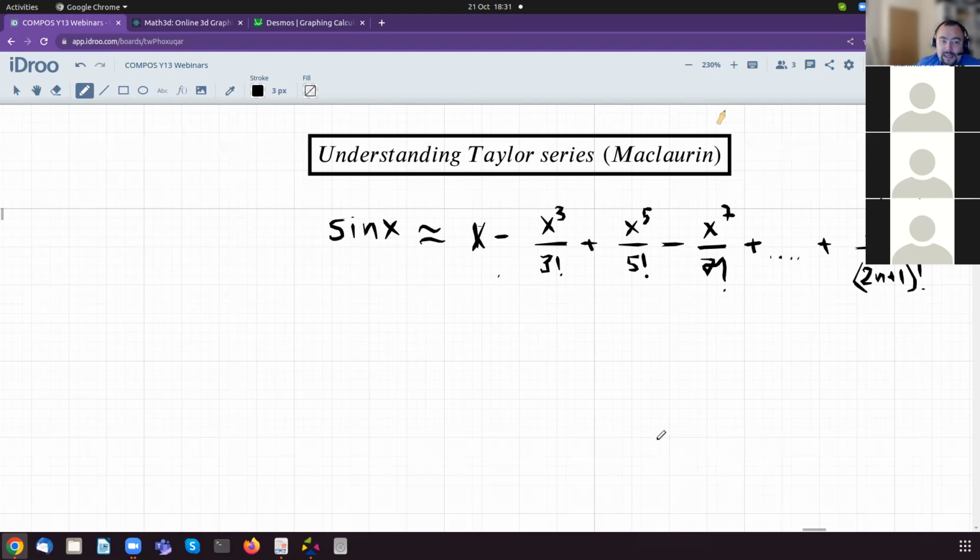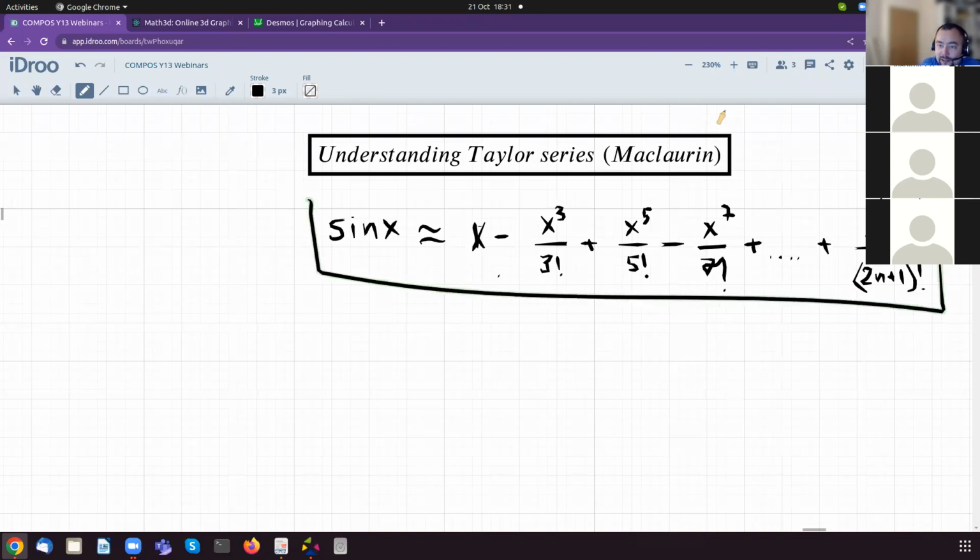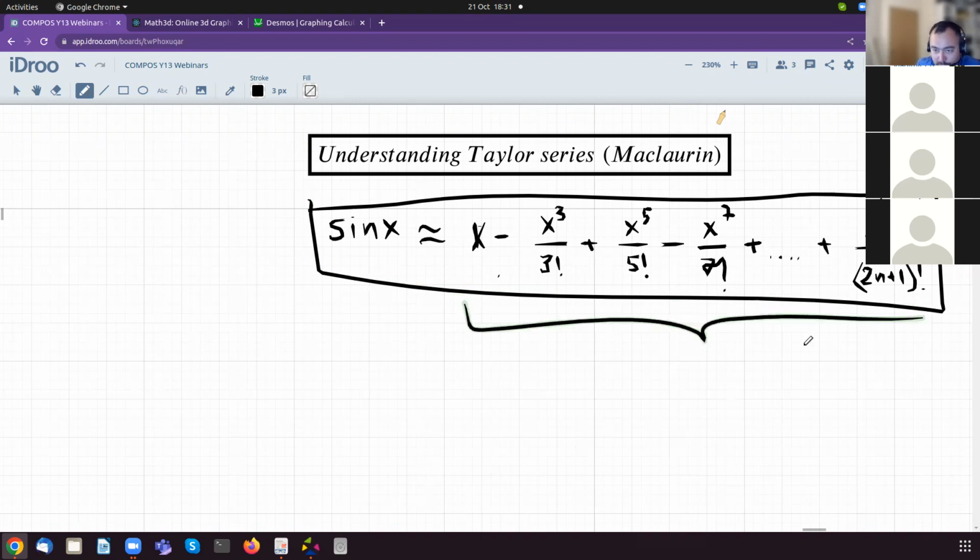In this case, x is in radians. The calculator converts degrees into radians, calculates the value of the sine, and then goes back to degrees if it needs. How does that work? This is a polynomial approximation.